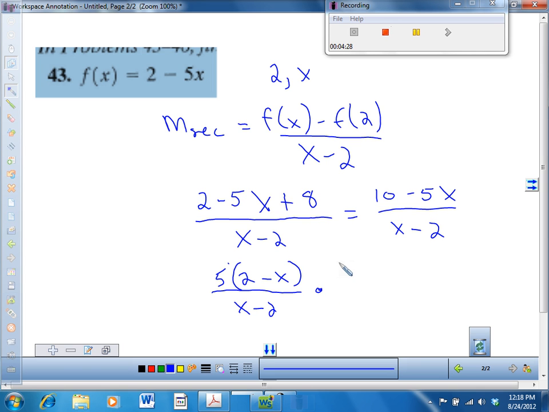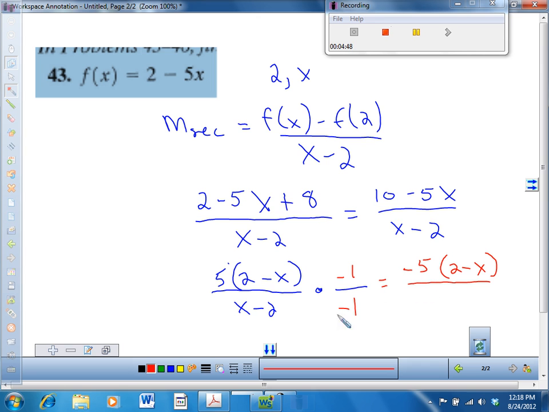So what I can do is multiply the top and the bottom of this by negative 1. Okay? And then you multiply the negative 1 times the 5, which gives me negative 5. And then up top I have 2 minus x, because I only multiply one thing up there by the negative 1.